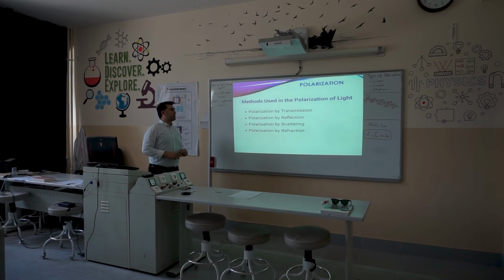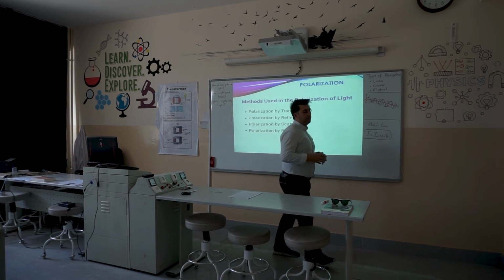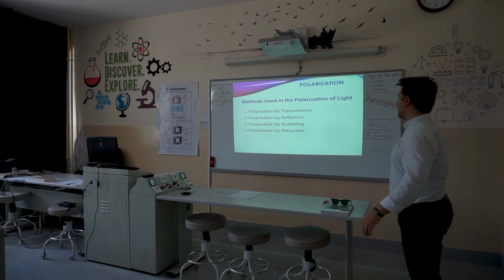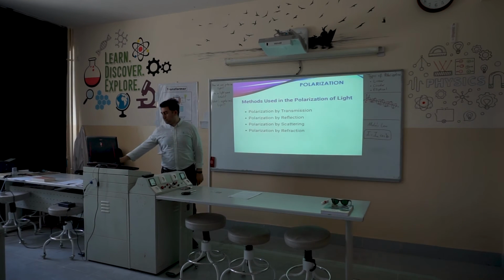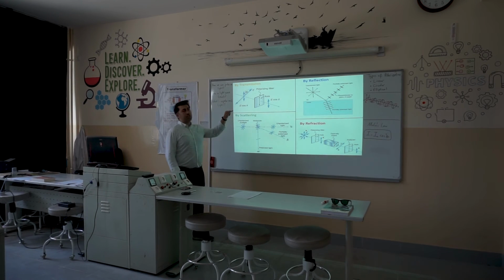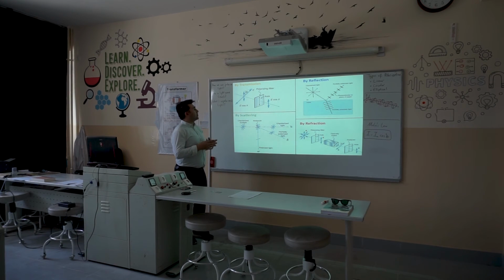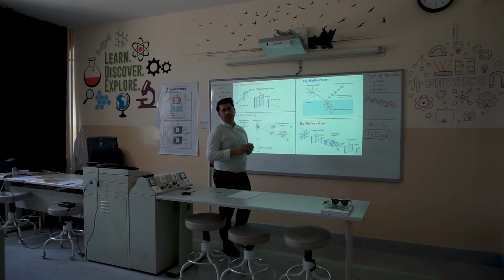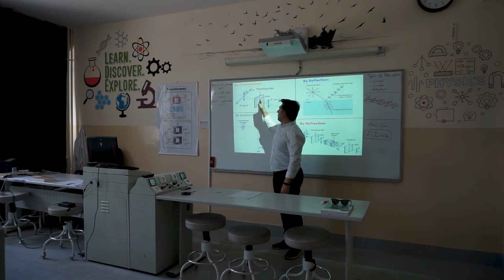And right now, let's look at the methods we use in polarization of light. First, transmission, reflection, scattering, and refraction. So let's start with polarization by transmission. This first one is the transmission, which is the regular one. We just put a polarizer in front of a light source, and then we get what the polarizing filter gives us. If, for example, this one is a vertical direction polarizer.